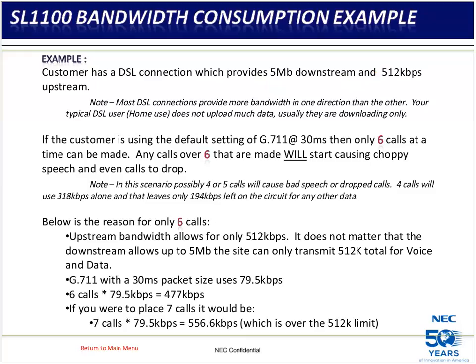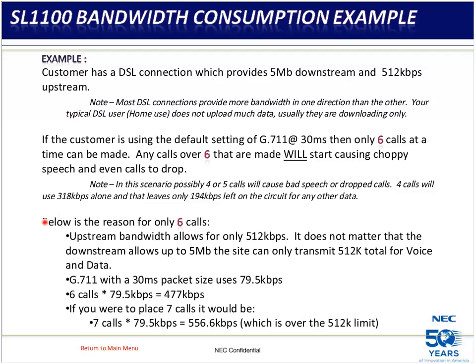If the customer is using the default setting at G.711 at the 30 millisecond packet frame size, at that point, only 6 calls at a time can be made. Any calls over 6 will start causing choppy speech, and it sounds like you're talking on a cell phone back in 1986. How do we make that determination?